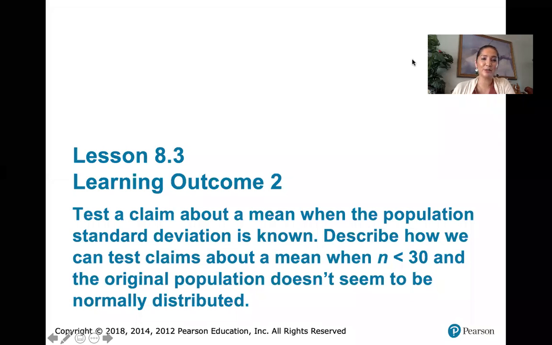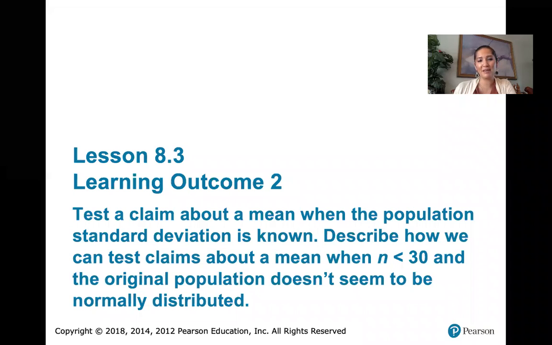In this video, we discuss learning outcome number 2 from lesson 8.3, which is about testing a claim about a mean when the population standard deviation is known. It's also about how to handle the situation when the sample size is less than 30 and the original population doesn't seem to be normally distributed. I want to give you some options so that you are aware of how we can test claims about a mean in those special cases.